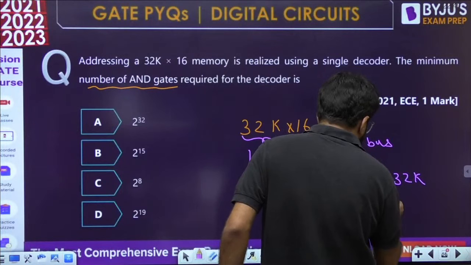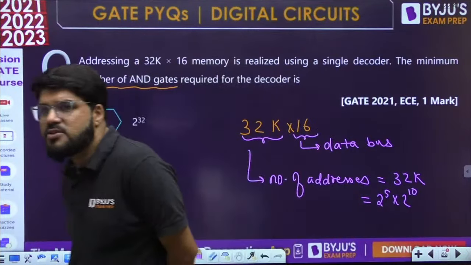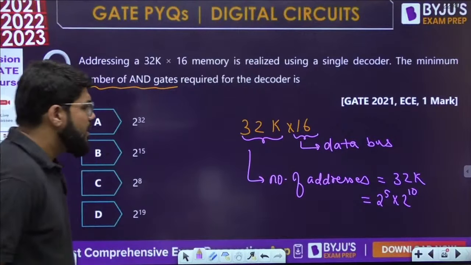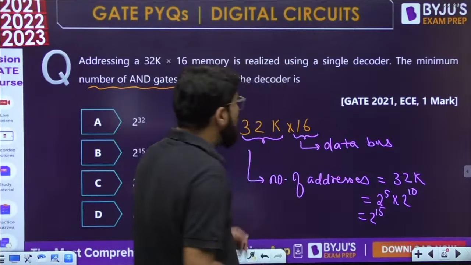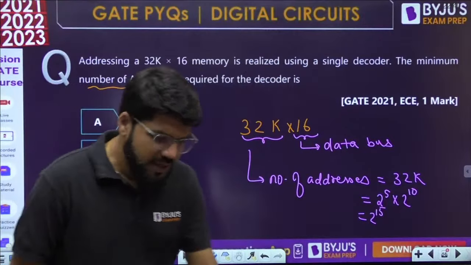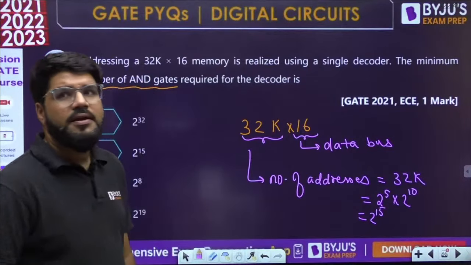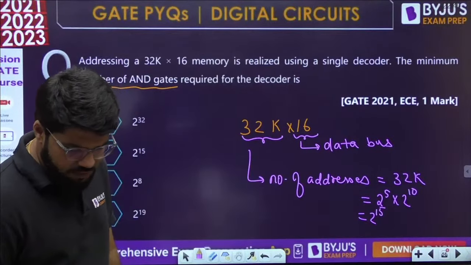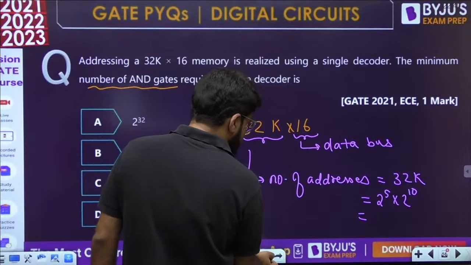Now 32 is 2 power 5 and 1k is 2 raised to the power 10, in the binary world. So this is total 2 power 15. So the output of the decoder will be 2 power 15. So how many inputs will be there at the decoder?